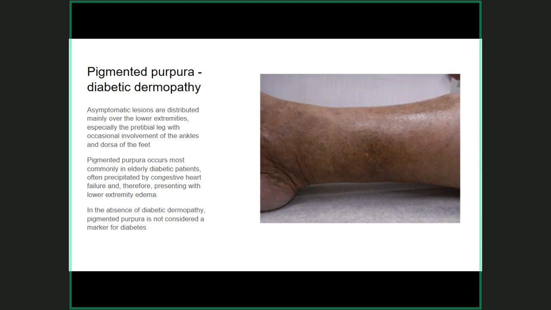Usually it's just the venous stasis there that causes some of this. In the absence of diabetic dermopathy, pigmented purpura by itself is not considered a marker of diabetes.